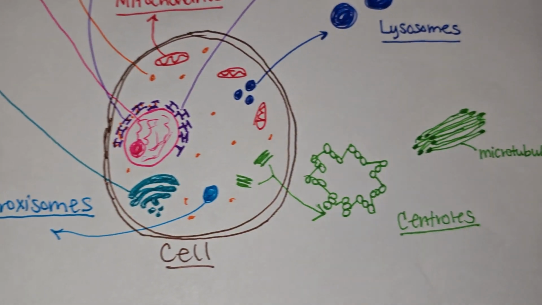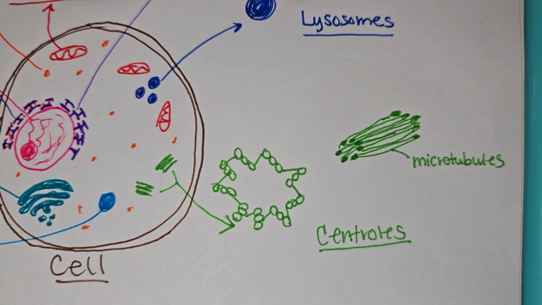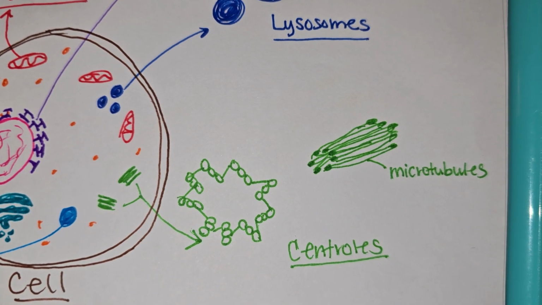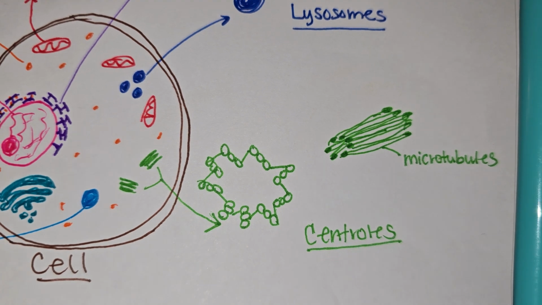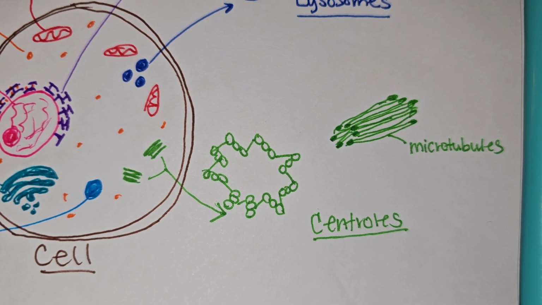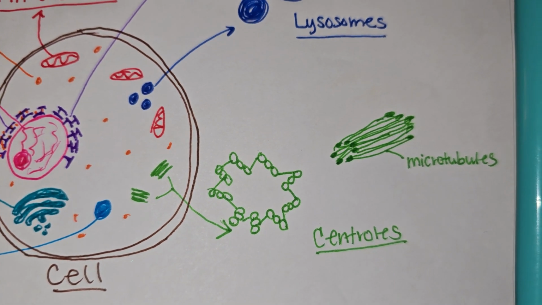Let's see here. Then we have the centrioles. They're short cylinder assembly of microtubules, which you can see there as well. They're found in pairs. They're usually used in cell division. They're perpendicular to one another, and they ensure that the cell divides equally.